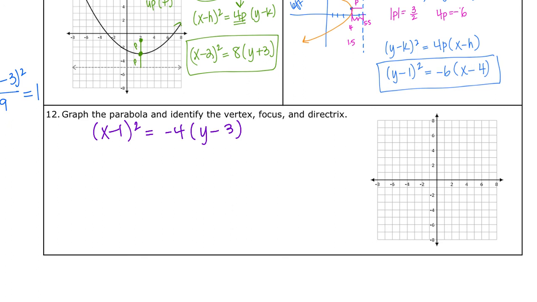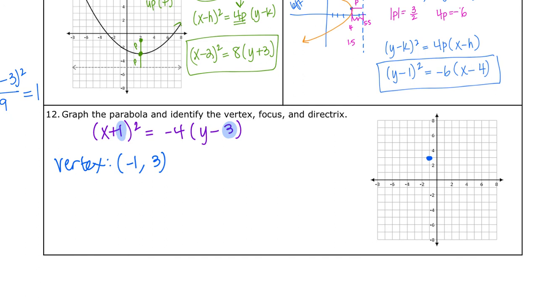So starting with the vertex, that'll be the numbers inside of the parentheses. But remember that it's opposite of what you see. So this vertex is going to be 1, positive 3. Also remember that x always goes first in the point, so that 1 had to go first. Sometimes these are backwards, so just be very careful of that. So (1, 3) is here.